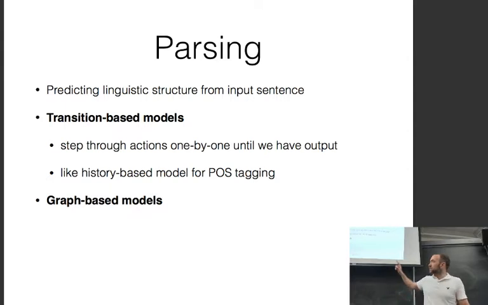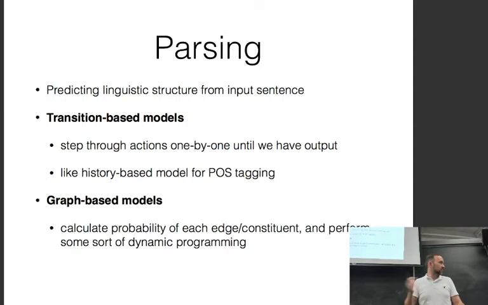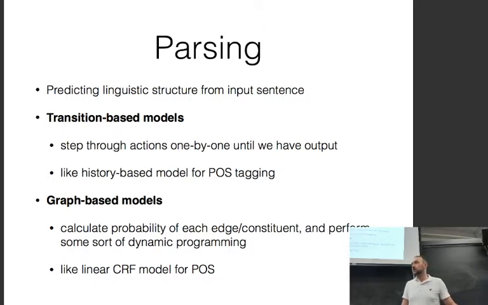I wrote graph-based models here. Actually, I'm going to talk about these next time, and I changed the name to dynamic programming models. These are models where you don't only make predictions with your neural network. You also have some sort of dynamic program on top of it. So we calculate the probability of each edge or constituent and then do some sort of dynamic programming to decide. The analog of this is the linear CRF models that we talked about last time. So you can think about these in very similar ways, although the algorithms are different, the basic idea is the same.